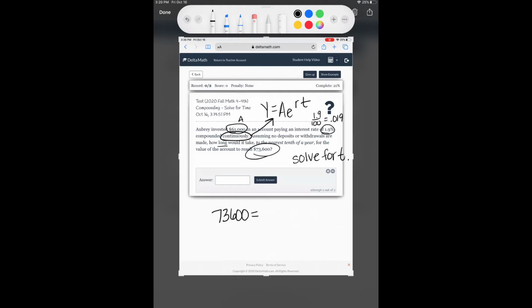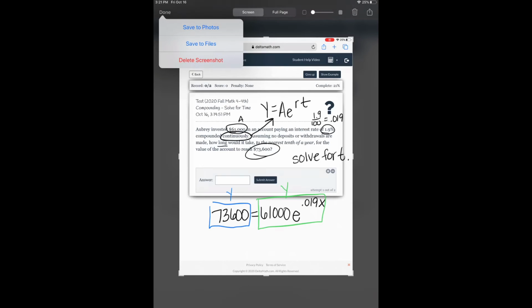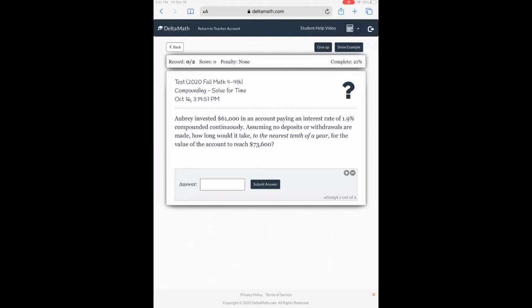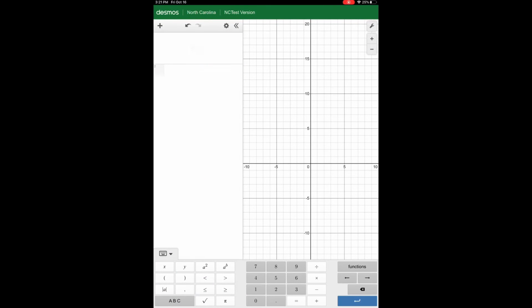73,600 is my final value. My initial value was 61,000. e raised to 0.019, and I'm going to put x. I'm not going to put t, I'm going to put x. The reason is that in order to solve this in Desmos, we need to split this up into two equations, and Desmos needs an x value. So I'm going to go put this in Desmos.